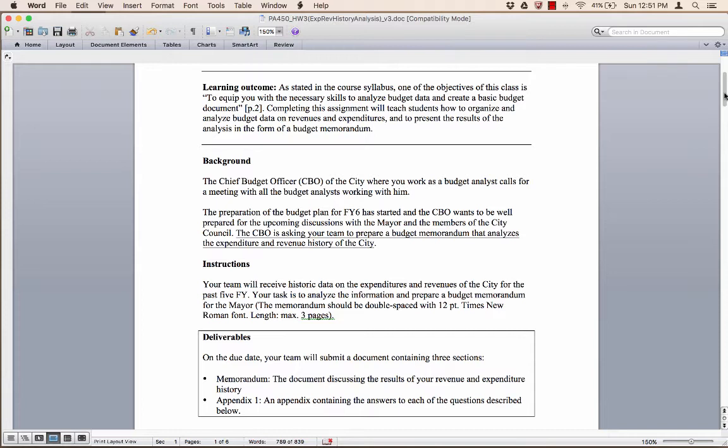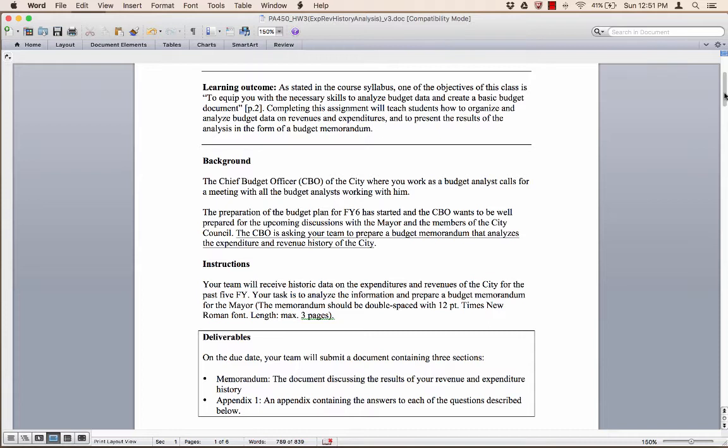So when you meet with the Chief Budget Officer, he wants you to prepare a budget memorandum where you analyze the expenditure and revenue history of the city in the past 5 fiscal years. Your team will receive historic data on the expenditures and revenues of the city for those years. So your task is to prepare an analysis that will be reflected in a story. That story will be the budget memorandum.